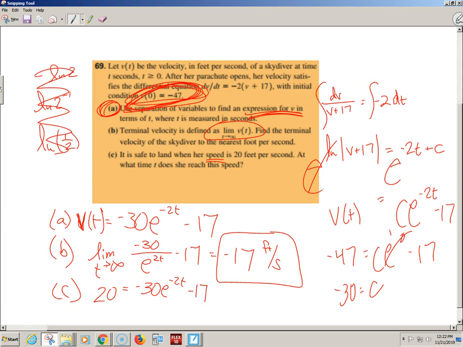Yeah, so I could add 17 to be 37. I would divide 37 by, now, hold on, something funny is going to happen. I'm going to have 37 over negative 30 equals e to the negative 2t. How do I solve? Well, yeah, ln. But the problem is, guys, what kind of value is that? That's a negative. Can I do ln of a negative? No. That's quite intense.